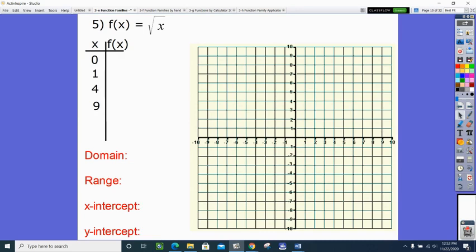Now wait a minute, Mrs. Woodruff, why these inputs? Just because I'm trying to make the outputs also be, in this case, whole numbers. So I am picking perfect squares. So the square root of 0, the square root of 1, and so forth. So if you didn't do that, you might want to change your chart to see that.